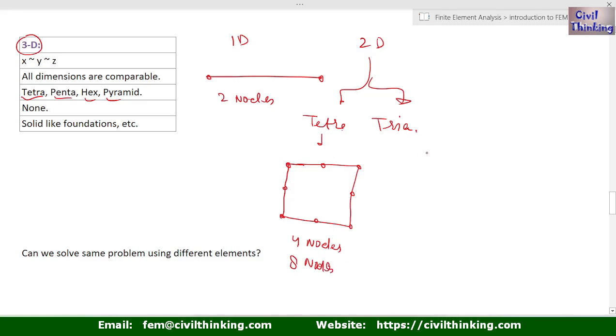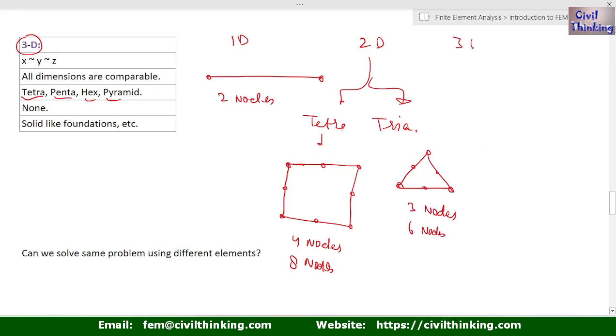Now this is tria. Tria is triangular. How many nodes are here? 1, 2 and 3. 3 nodes, or we can place one even more. Then we have 6 nodes.